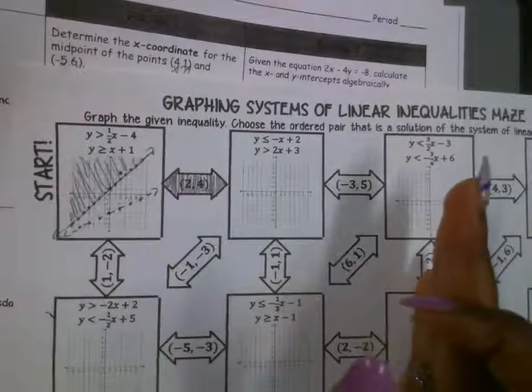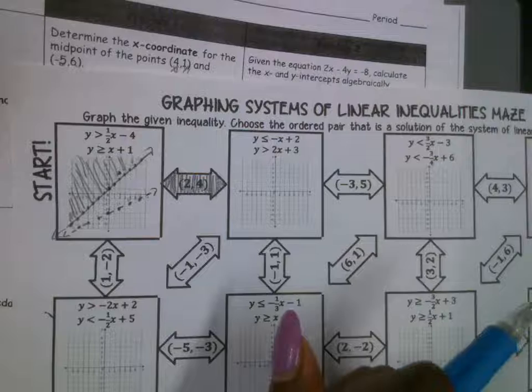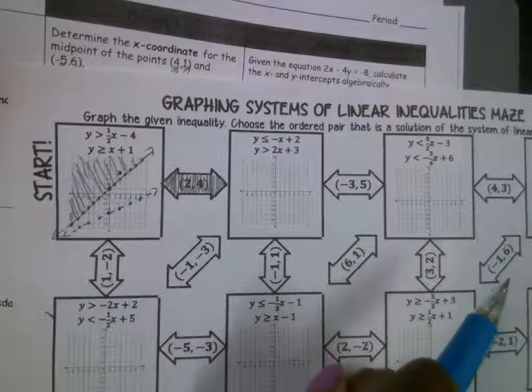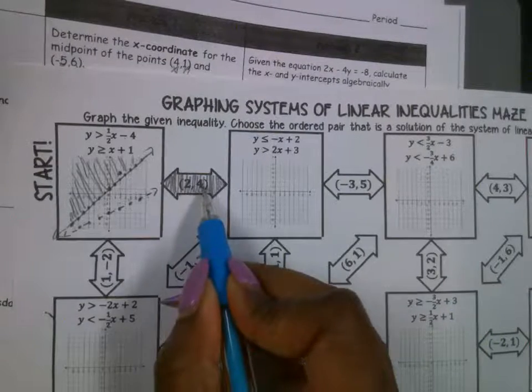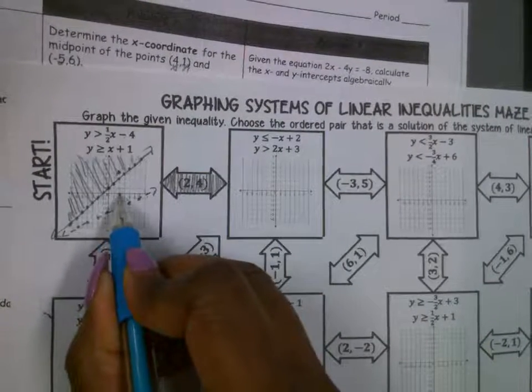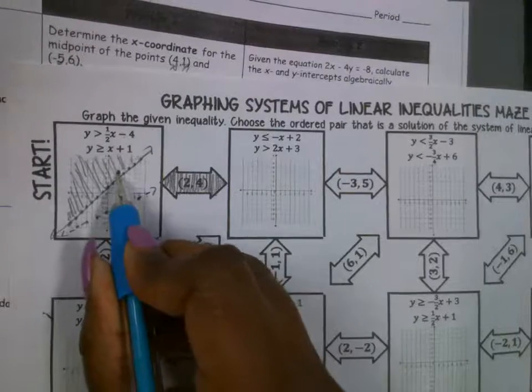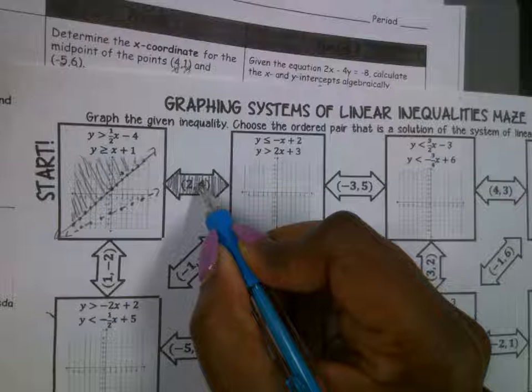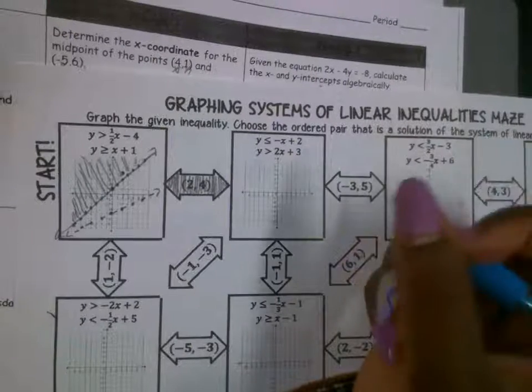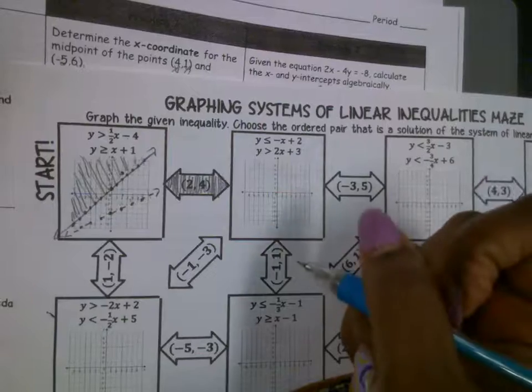Any questions about how to do this? This one right here is 2, 4. I went over 2 and up 1, 2, 3, 4. It's in the shaded region, so it's the solution. Gotcha. Okay. Does that make sense now?